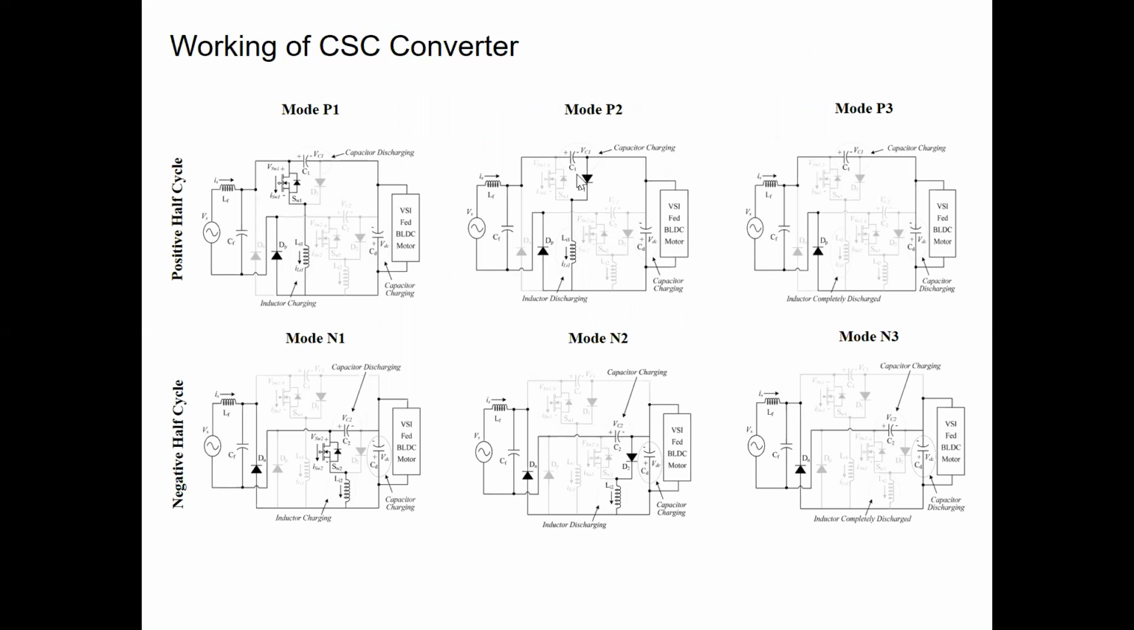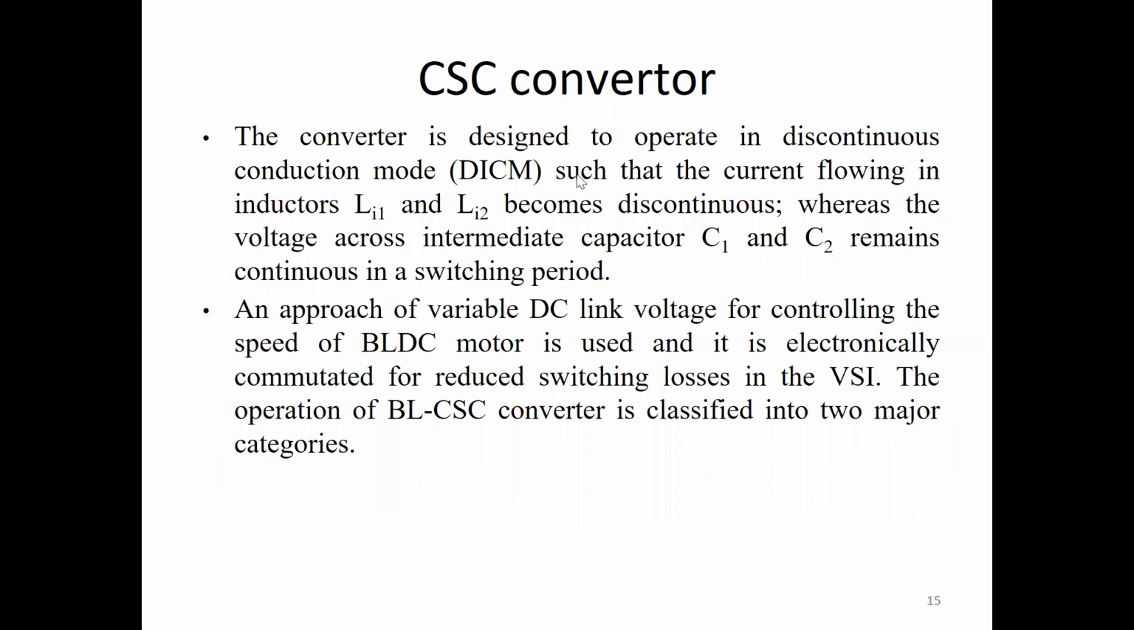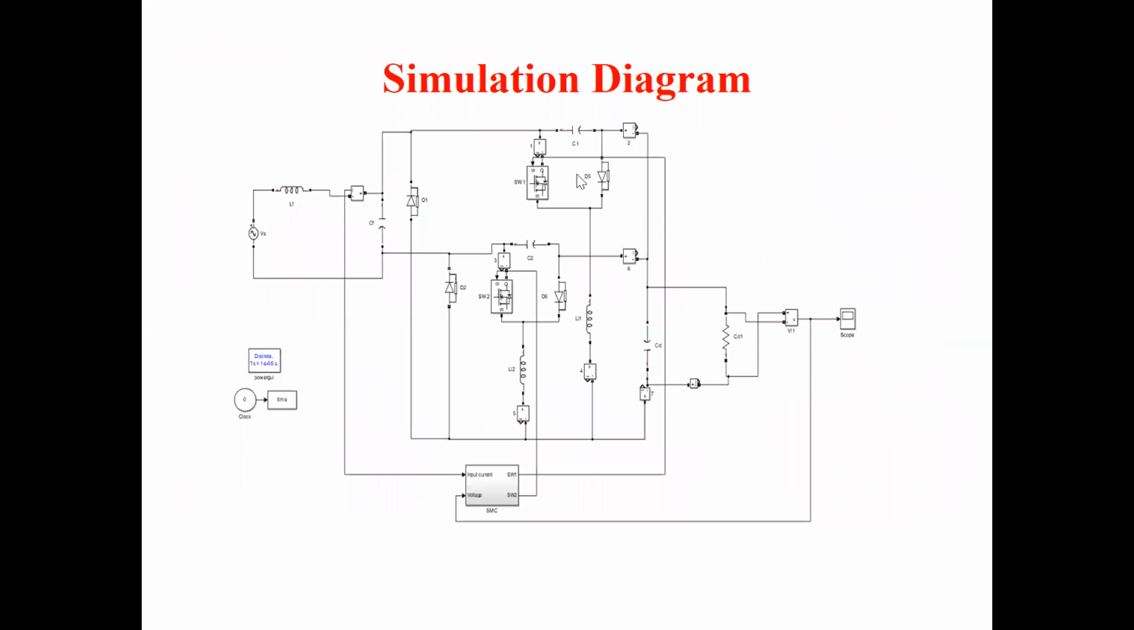For the positive half cycle, we have different modes. Totally 3 modes of operation are there for your positive mode, and in the negative mode also. The positive half cycle and negative half cycle are what they call positive mode and negative mode. The diagram gives the working of the canonical switching cell converter for your reference, and this gives details about the capacitance and inductance values.